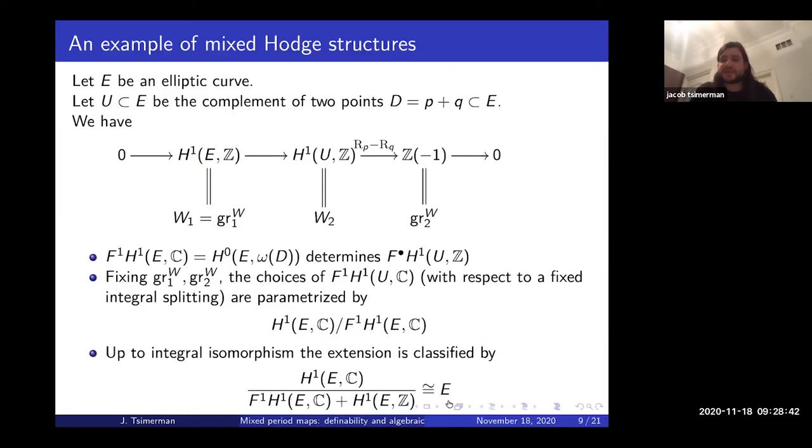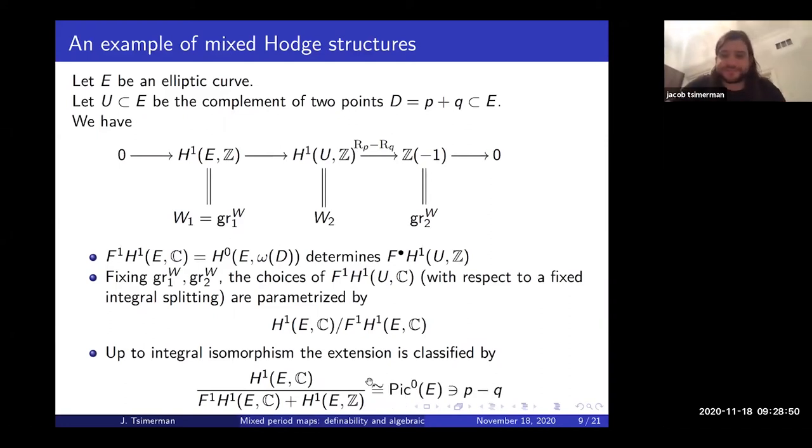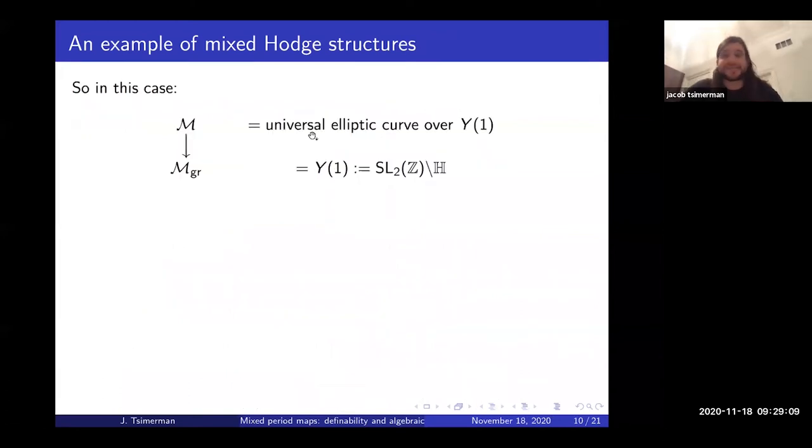And you can think of that as the same as just the elliptic curve up to integral isomorphism, because it's the H1 of the elliptic curve mod its F1 piece, mod integral points. And in fact, if you work it out, in this particular case, the concrete class you correspond to is just given by the point P minus Q on your elliptic curve. Okay, so this is how this piece breaks down.